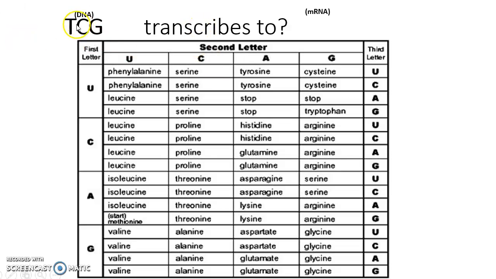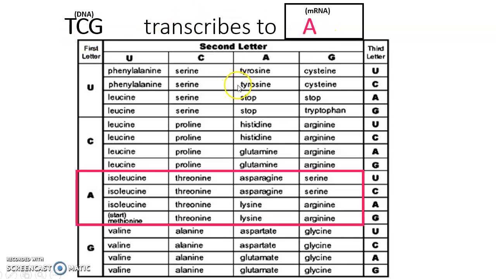Complementary base pairing. What base pairs with T? It's going to be A. C with G, G with C. A, complementary with T. A is the first letter of the codon. So that means the amino acid is somewhere in this strip of this chart.